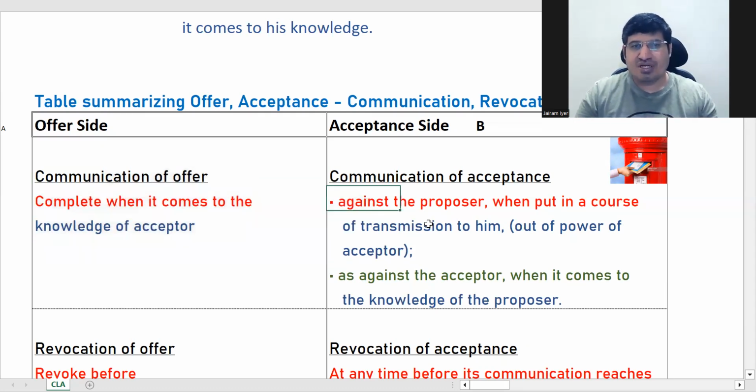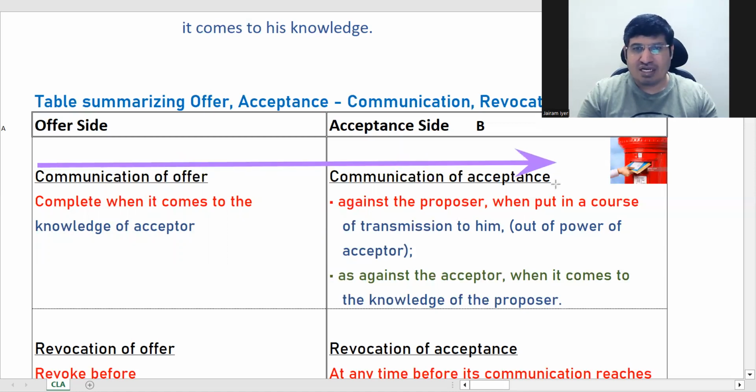And next is the acceptance side. Now in acceptance, you already have an offerer. So from both points of view, you have to say against the proposer when he has put in a course of transmission to him. That is, this acceptor is putting in a course of transmission. The offerer has sent his offer, he is saying yes or no, whatever, and he is posting it.